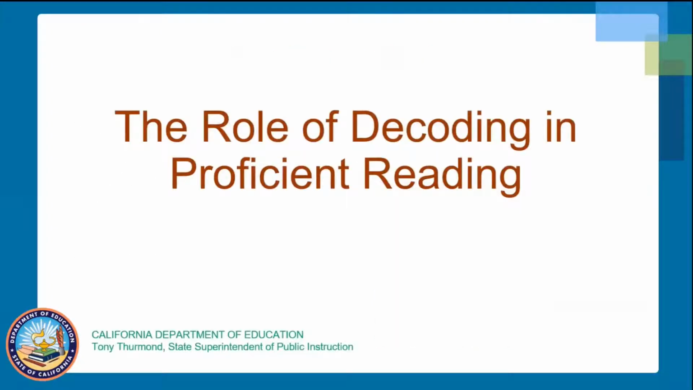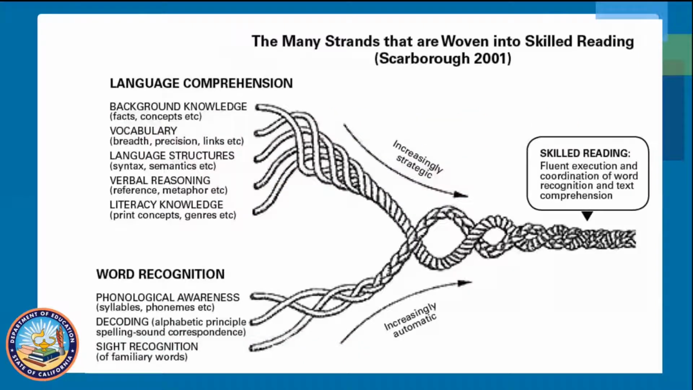To begin, we want to reflect back on the role of decoding in proficient reading that was laid out earlier in this series by Dr. Marianne Wolf. You may recognize this illustration. It is Scarborough's rope. It's a fantastic illustration of the interdependency of skills necessary for skilled reading. Strands of language comprehension and strands of word recognition interweave to enable skilled reading.